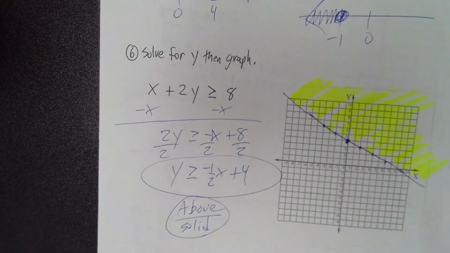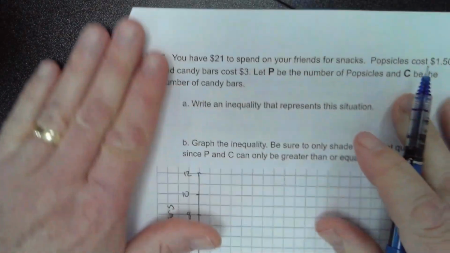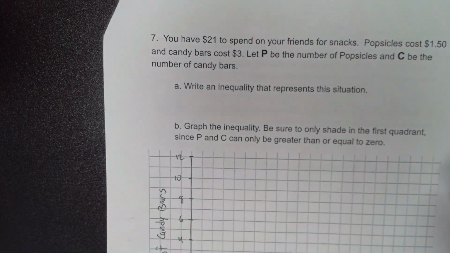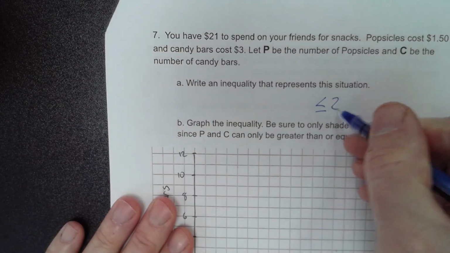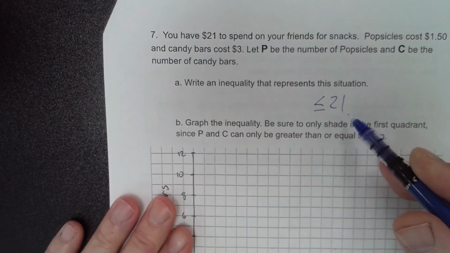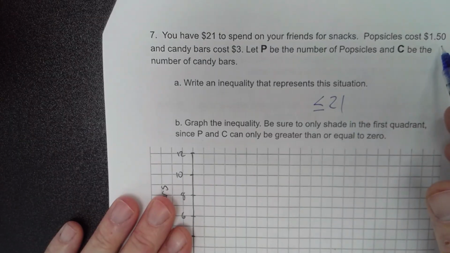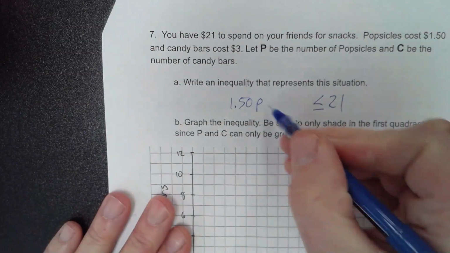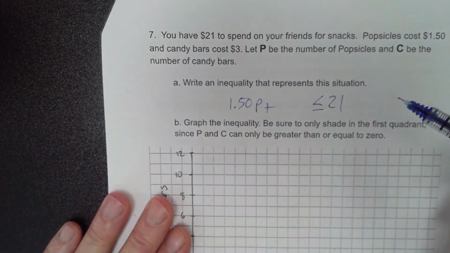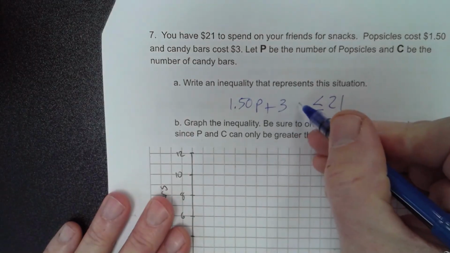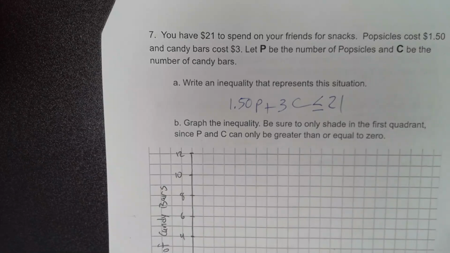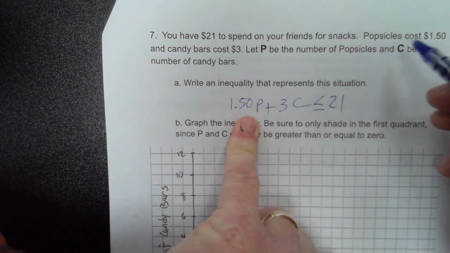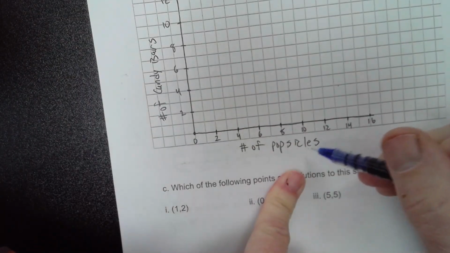Okay, now we're going to do words with this. It's kind of the same problem as the other one, I just changed the numbers. You have $21 to spend, so that means we're less than or equal to $21. You can't go over $21. Popsicles cost $1.50, so it's 1.50 times P, and $3 for candy bars. 3 times C. Okay, so I'm going to subtract the P, because the P is like the X, right? That's the X-axis is the popsicles, the Y-axis is the candy bar.